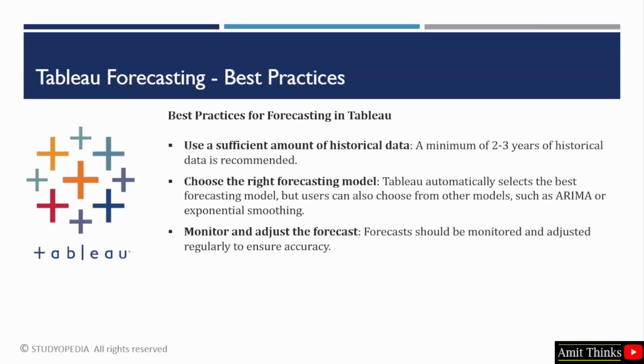Now here are the best practices for forecasting. Use a sufficient amount of historical data. It is preferred to include a minimum of 2 to 3 years of historical data, and the forecasting model should be correct. Tableau will automatically select it for you, but you'll also have different options to choose from. You should also monitor the forecast.